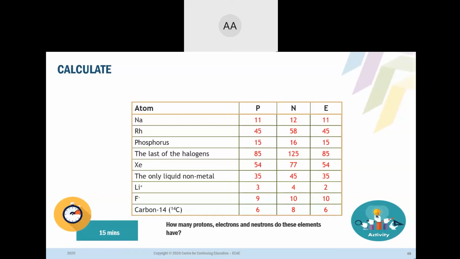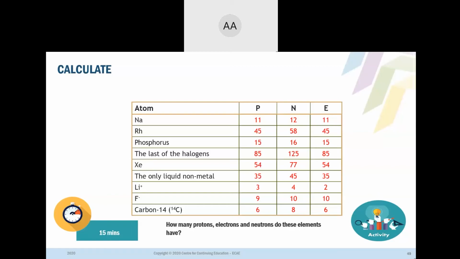Then we've got phosphorus. Then the last of the halogens. What is the last of the halogens? Who knows what the last of the halogens is? Any shout outs? Which one is the last of the halogens? Tennessine. Okay, Xe, we know.